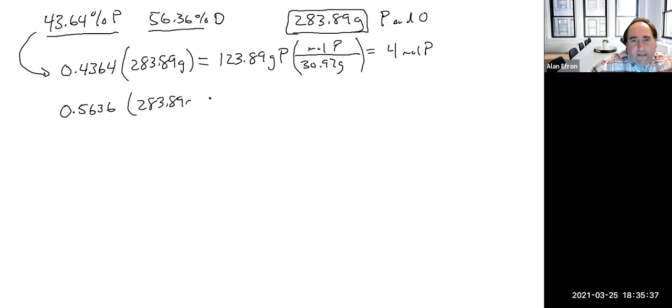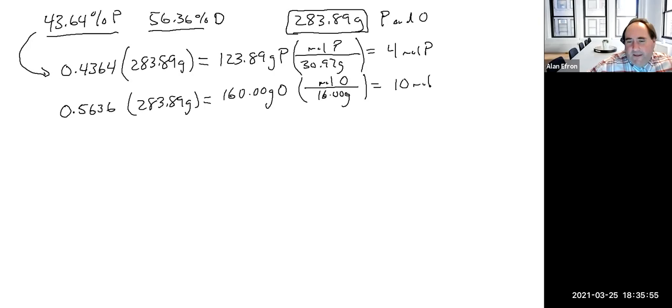283.89 grams. That tells us we have about 160 grams of oxygen in there. What does that represent in terms of moles? Dividing it by 16 grams per mole gives us 10 moles of oxygen. What do those two numbers represent from what we just saw on the previous slide? That is the molecular formula, which would be P4O10.